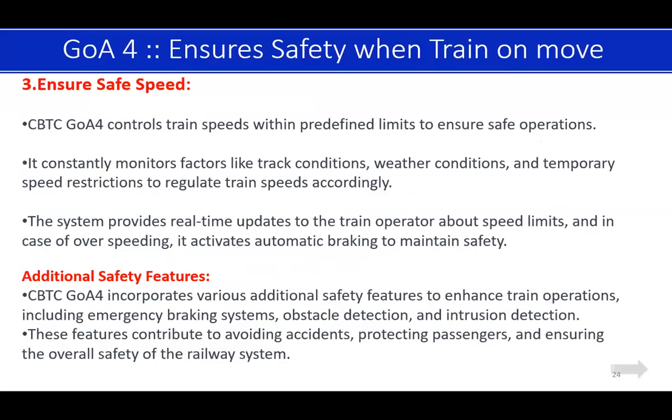Now, safe speed. Here, real-time speed monitoring is done, and the limits where it has to increase or decrease speed, like temporary speed restriction and permanent speed restriction, are all taken care of by this system. Also, it detects any problem in emergency braking or in case of any obstruction or intrusion. All these additional safety features are available. And if any passengers raise an alarm, it interacts with the operating control center, takes instructions, and gets them implemented.